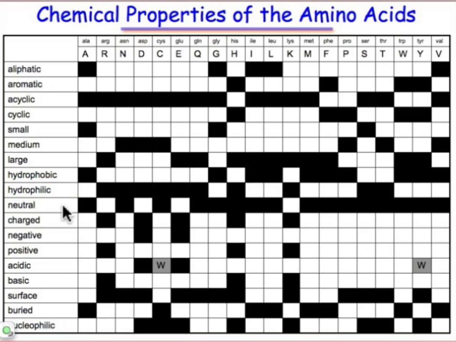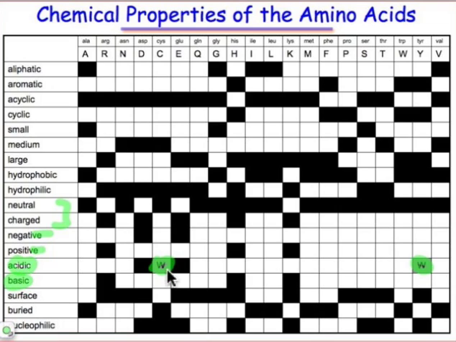The side chains are either going to be neutral or they'll be charged. If they're charged, they could be negative or positive. The negative tend to come from those side chains that bear acidic groups that lose a proton and become negatively charged. The positively charged ones come from basic side chain amino acids that pick up a proton and become positively charged. W stands for weak.